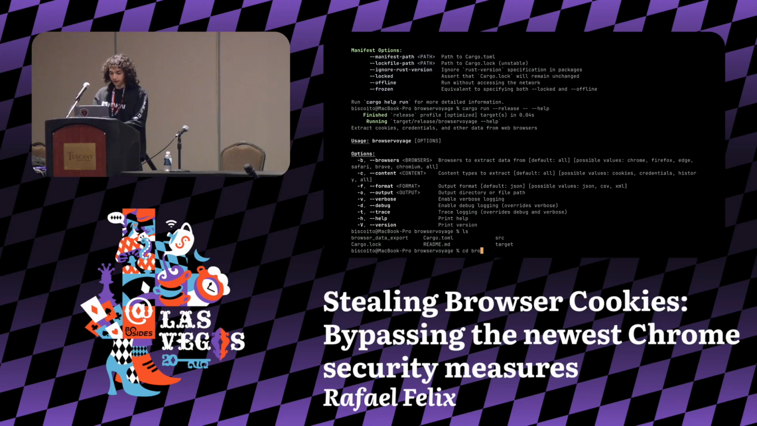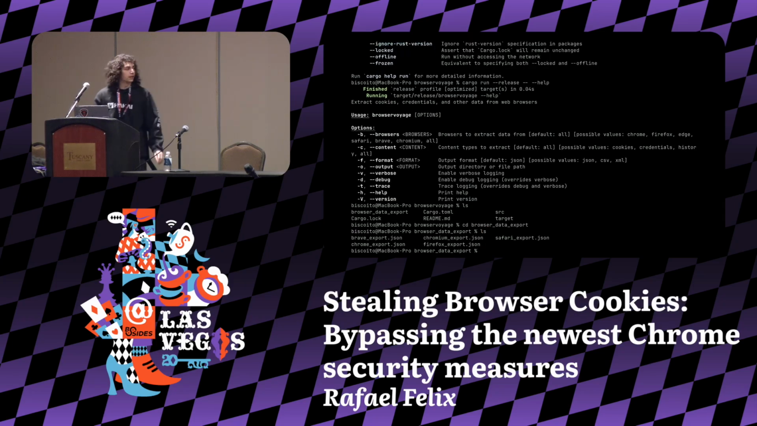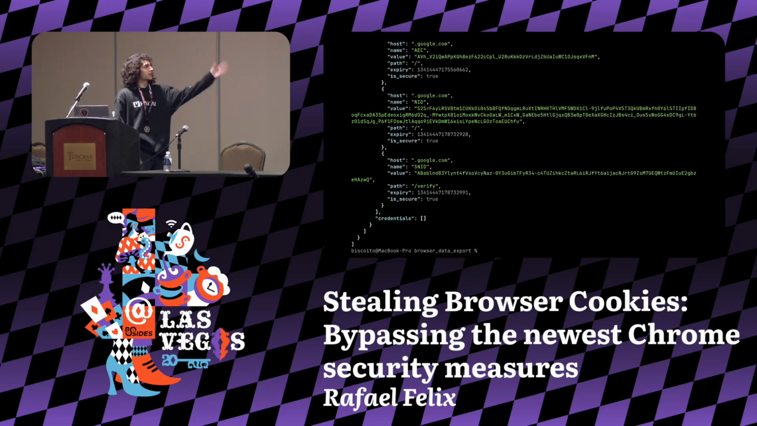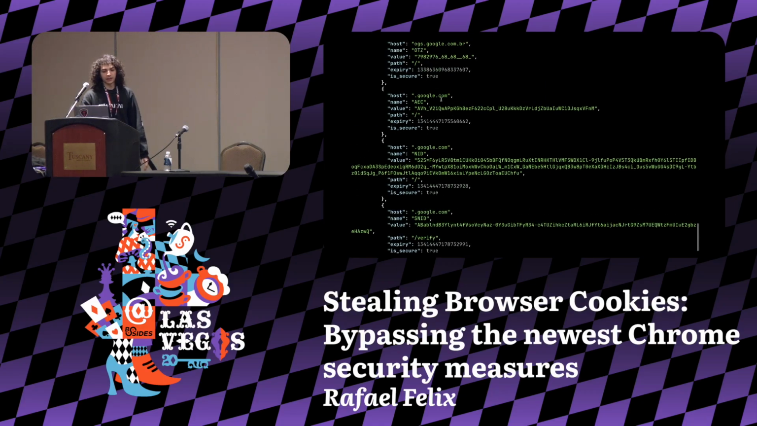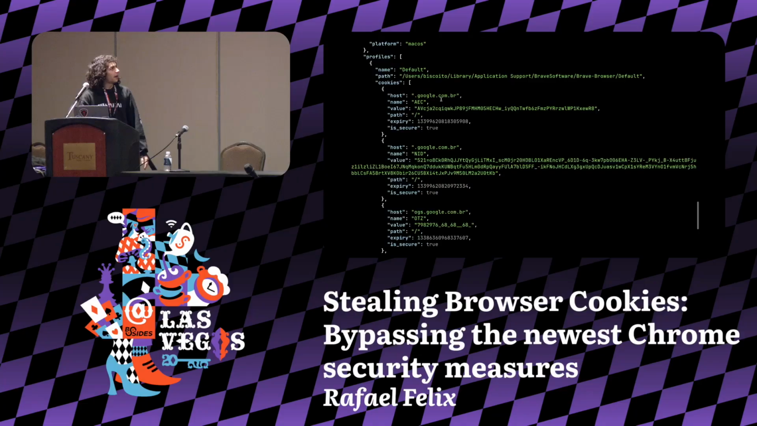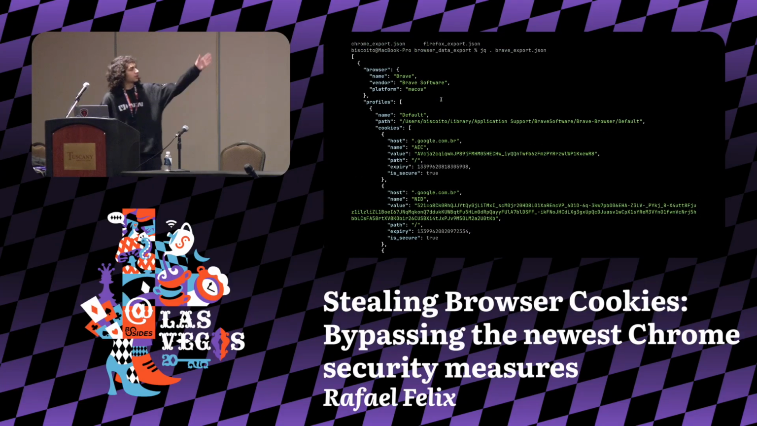I'll go to the browser data export folder. You guys can see here all the browsers exported. I'll show you the Brave one. Of course, those cookies are not real cookies. I just installed Brave and opened google.com, and it already saves some cookies here, as you can see. And as you can see, the browser extracted in this case was Brave, with the default profile, the host, the name, the value, the path, the expiry, and whether it's secure.